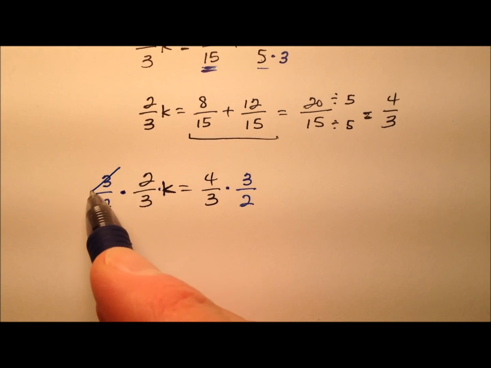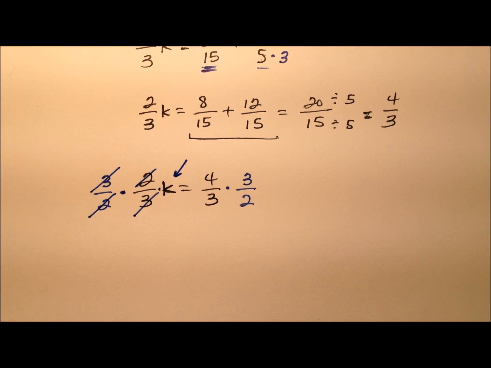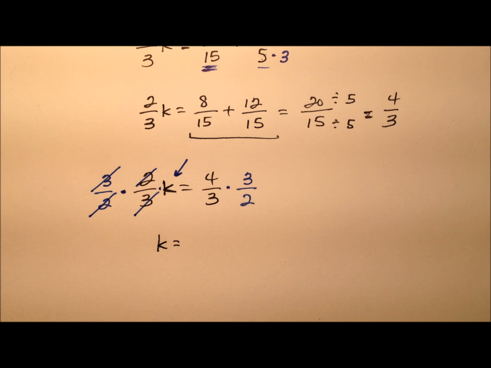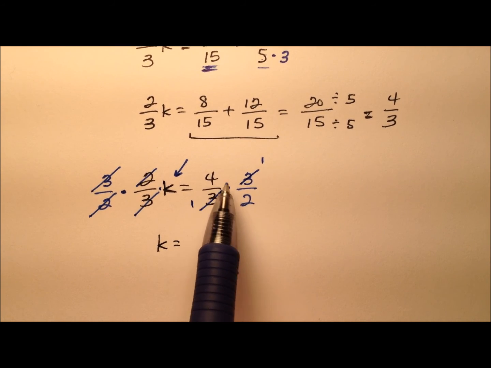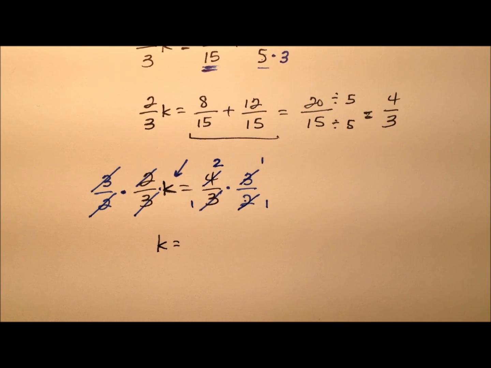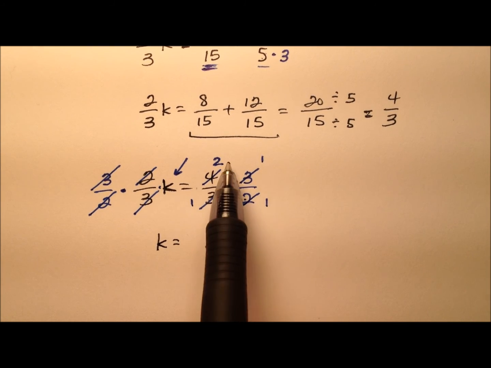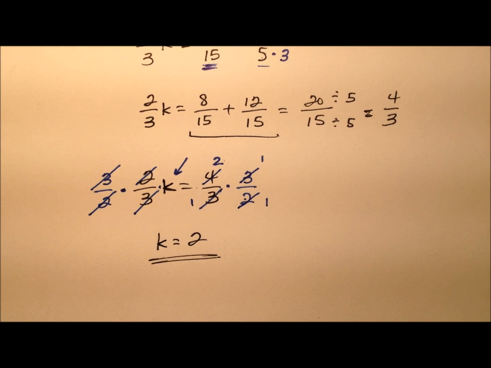So we'll notice on the left the 3's will cancel and the 2's will cancel, and I do have my k all by itself. All right, on the right side, these 3's can cancel, and between the 4 and the 2 I can factor a 2 out, so I'll have a 2 and a 1 respectively. So my finished multiplication looks like 2/1 times 1/1, which really is just 2 times 1. So I'm going to say that my value for k in this case is 2.